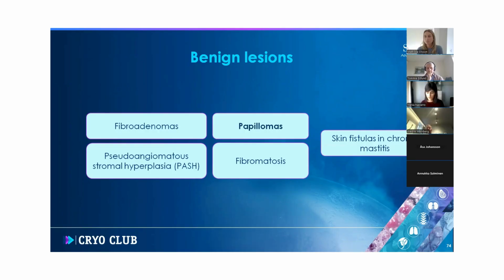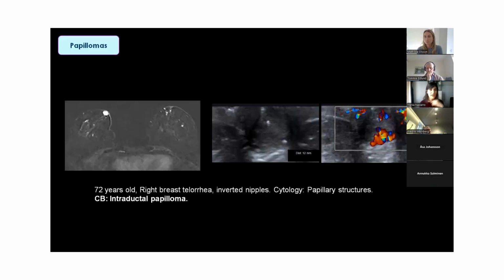So about papillomas. Here are some cases of papillomas located inside the nipple. This was a 72-year-old woman with a right breast thelorrhea. We saw this papilloma confirmed with a biopsy. We saw it perfectly in the MRI and also in ultrasound. And because of the location, we offered the patient to try to treat it with cryoablation.